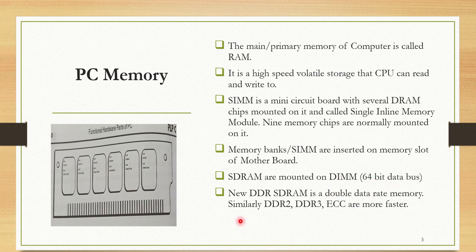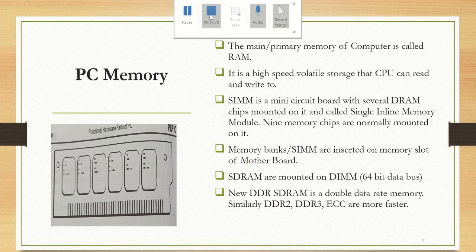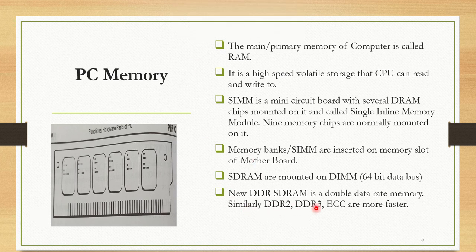Now, subsequently, some other memory chips have come. They are called DDR1, DDR2, DDR3. DDR means double data rate memory. Similarly DDR2, DDR3, these are faster and faster memory chips that have come, technologically improved to improve the performance.